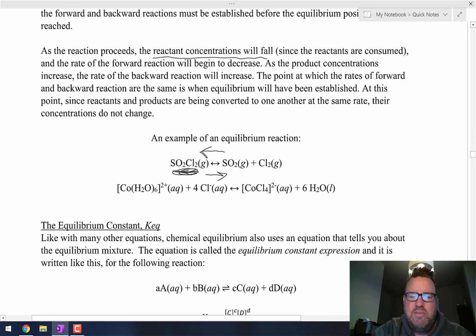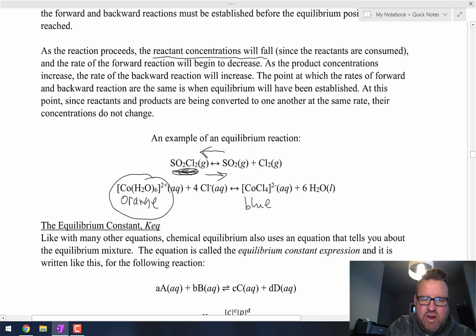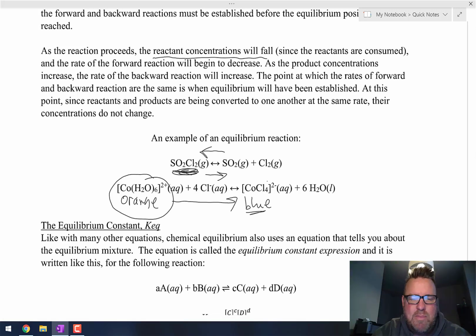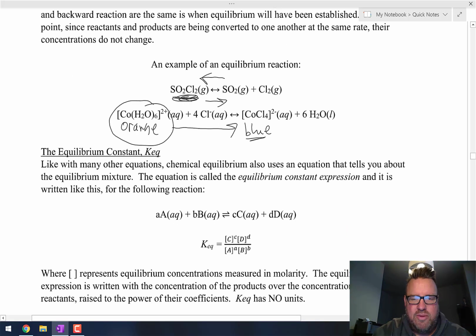Okay, many times there's color changes involved. For example, this one here might be orange, and this one here might be blue. So what you'll find is at the beginning, the solution is very, very orange, but as the reaction proceeds, it'll start to turn more of an orangish-bluish color until it reaches equilibrium, and then it's just kind of a mixture of orange and blue together.